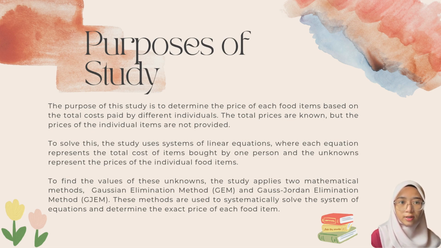To solve this, the study used a system of linear equations where each equation represents the total cost of items bought by one person, and the unknowns represent the price of the individual food items, which are X, Y, and Z. To find the values of these unknowns, the study applies 2 mathematical methods, the Gaussian elimination method and the Gauss-Jordan elimination method. These methods are used to systematically solve the system of equations and determine the exact price of each food item.